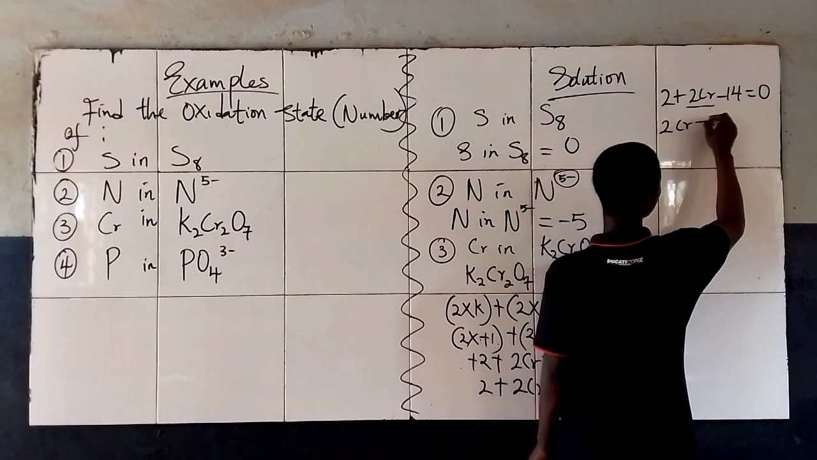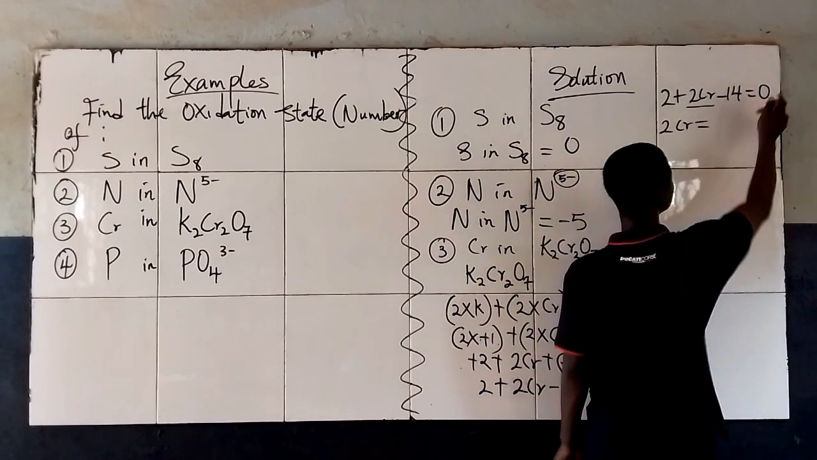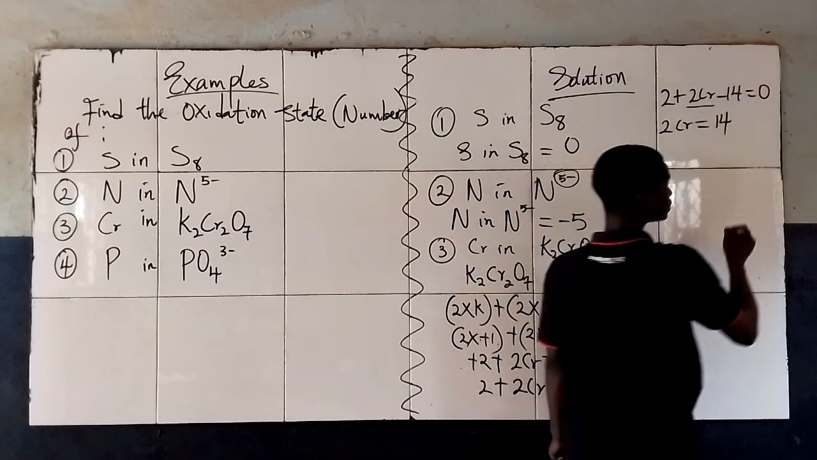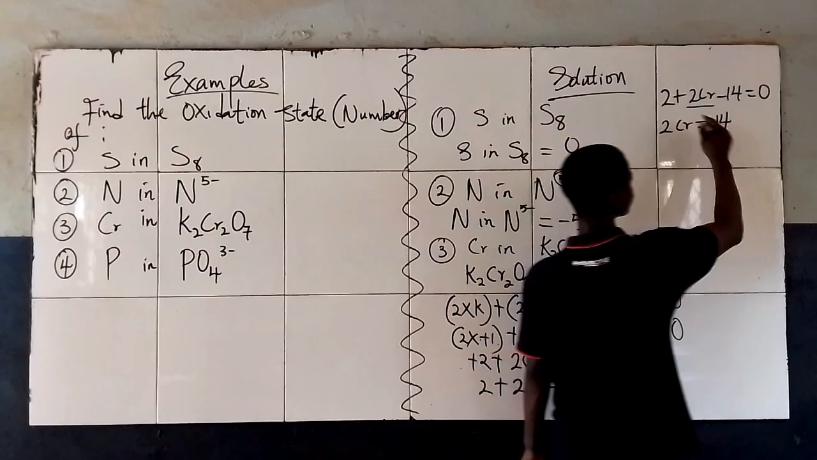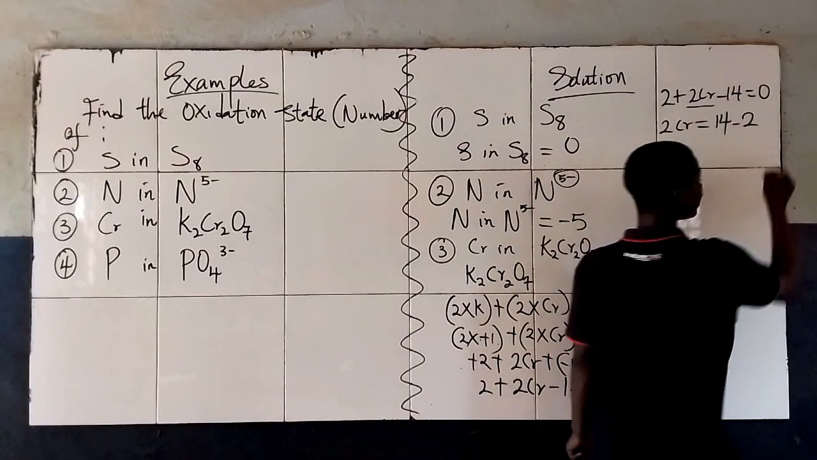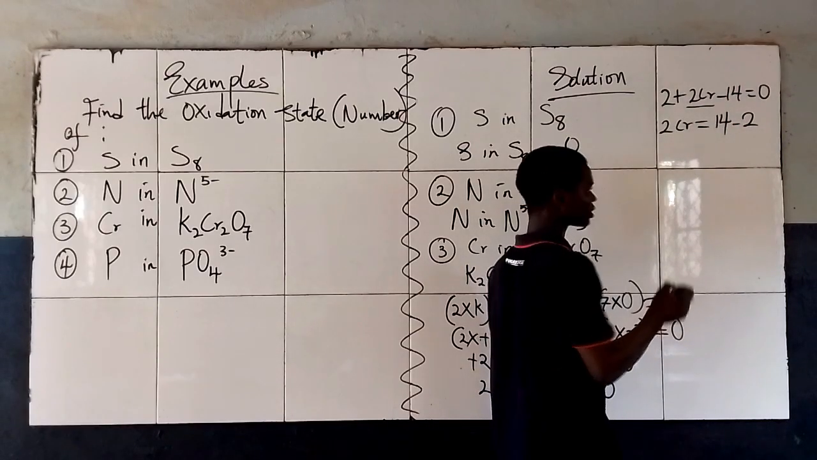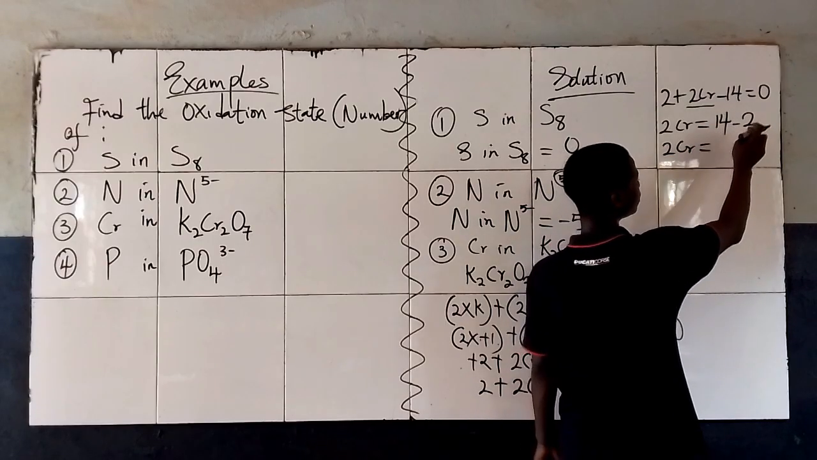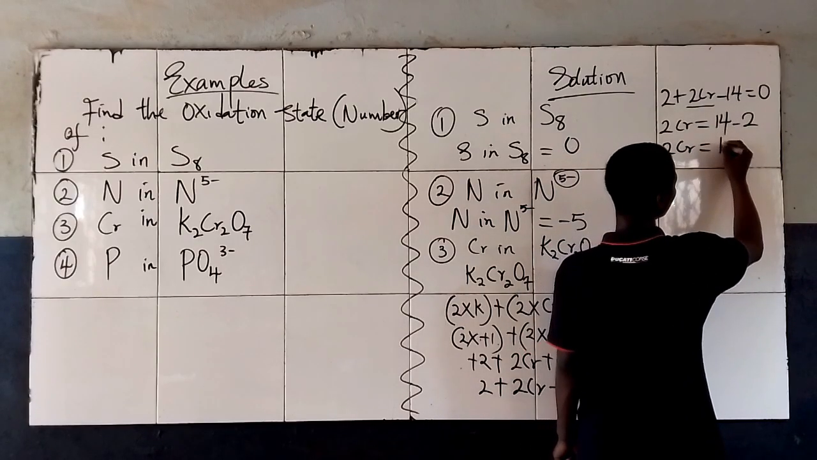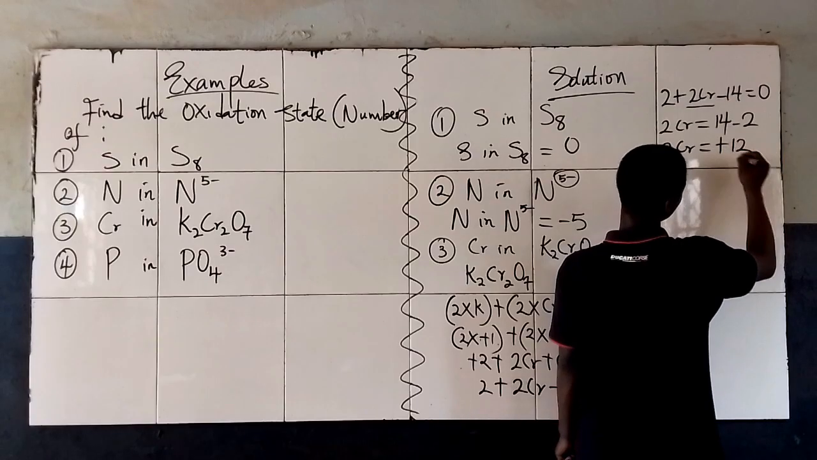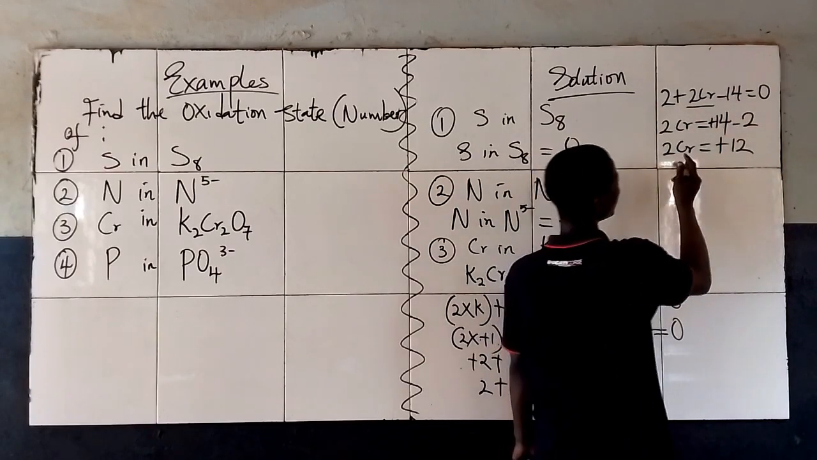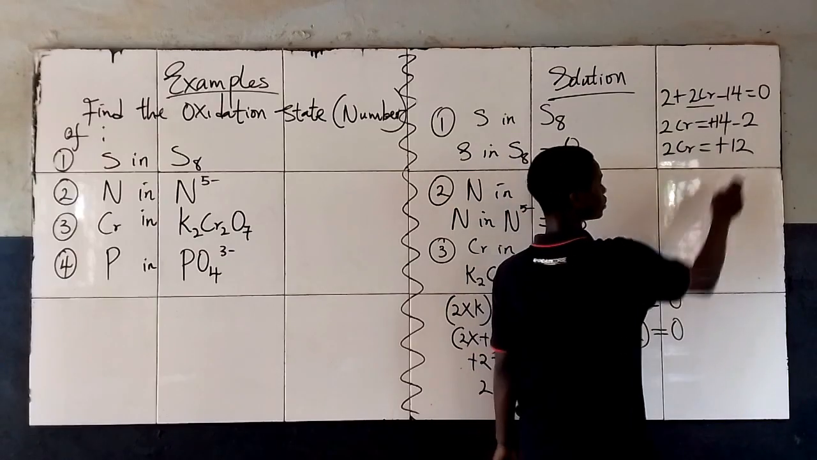2CrO will now be equal to, so let's move 14 this way, minus 14. When you move it this way, it will become what? Plus 14. Is it not? Then when you move plus 2 the other way, it will become what? Minus 2. Is that correct? So this will now be 2CrO equals 14 minus 2. It will be what? Plus 12. Mind you, when it comes this way, it will become plus 14. Is it not? So now you have 2CrO equals plus 12.